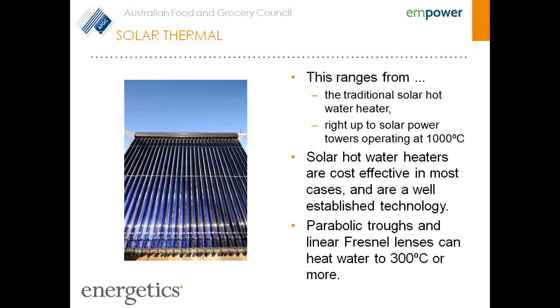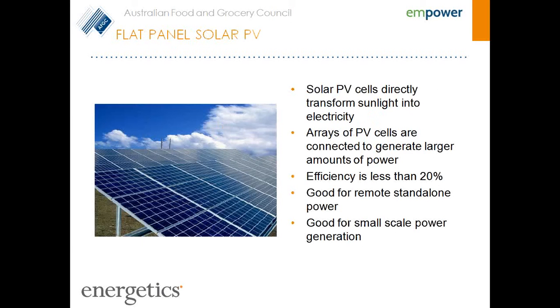So if you've got a requirement for hot water for cleaning, or if you're a meat processor and you've got to do rendering or something like that, where you need heat in the 200 to 300 degree range, then something like a parabolic trough or a linear Fresnel lens collector could be quite useful.